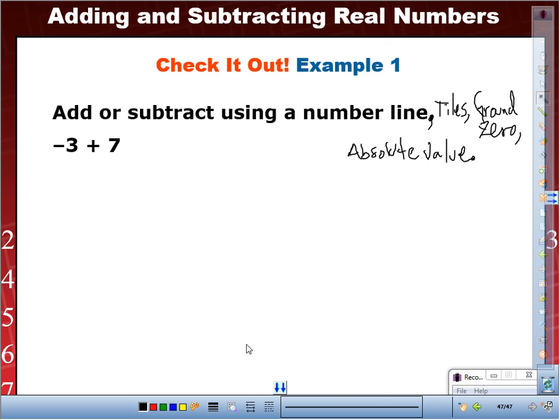Which is the one we did last night? Using what? Tiles. Let's do that one together since we already know how to do it, right? Now, like I said, you have the tools in front of you. You can use them if you want. If not, then I want you to draw it underneath if you're not going to use those, okay?